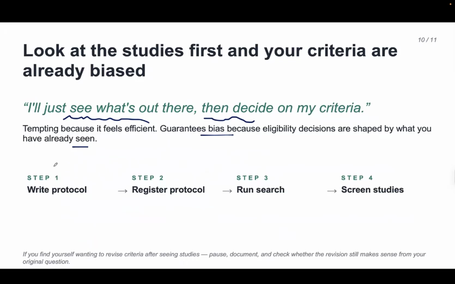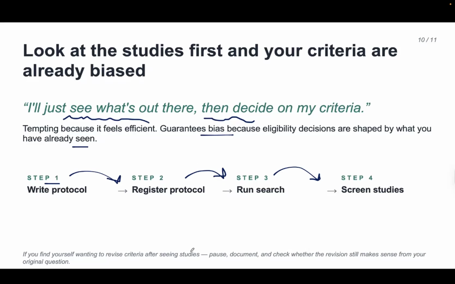The discipline that protects against this is the order of operations. Protocol first. You register the protocol. PROSPERO is one of the standard registries, and registration is free. Then we run our search, then screen, in that order every time.